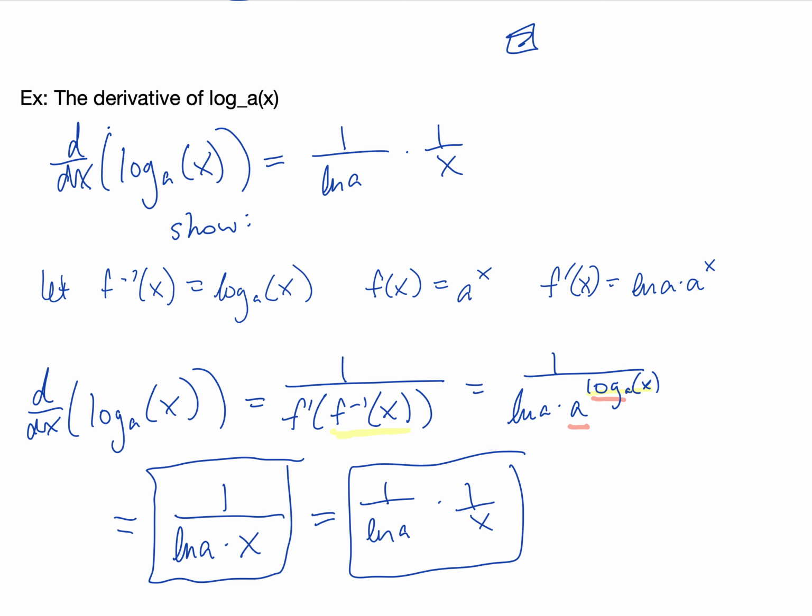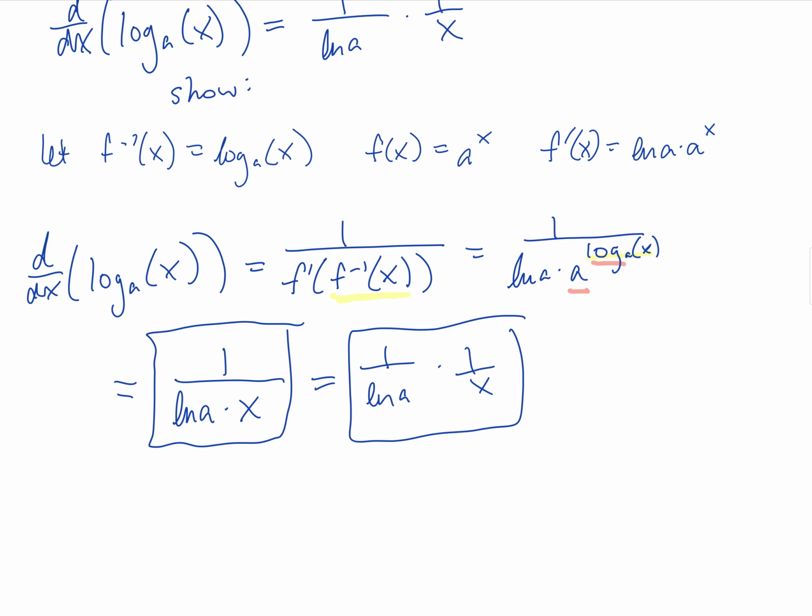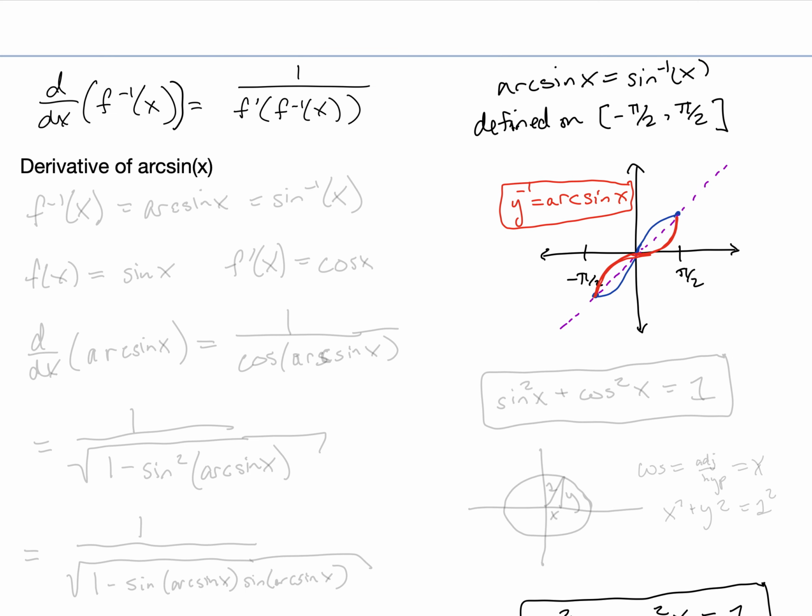All right, we're going to do one last derivative using the derivative of inverse function theorem. So we're going to do the derivative of sine inverse of x, or arc sine of x, and recall that that's defined just on the interval from negative pi over 2 to pi over 2. So f inverse of x, the thing we want to find the derivative of, is arc sine of x, or sine inverse of x. And that means that f of x is its inverse, which is just plain old sine of x, and f prime of x is the derivative of sine of x, which is cosine of x.